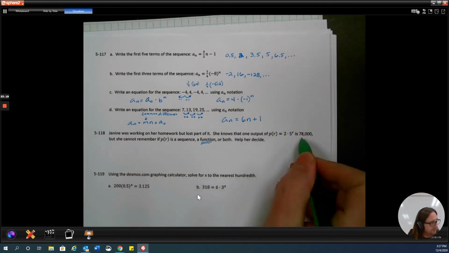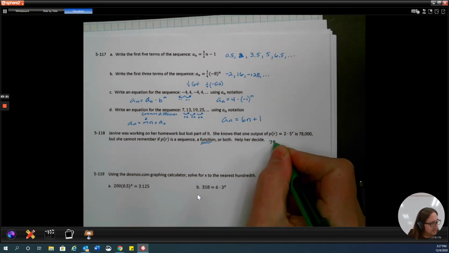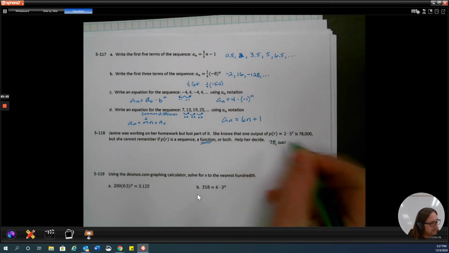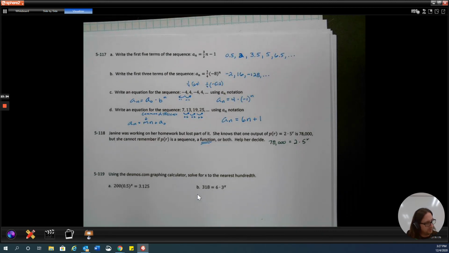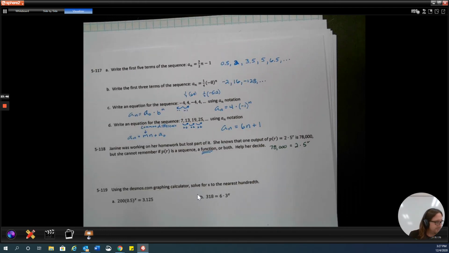We're going to say, okay, P of R, what if that were 78,000 equals 2 times 5 to the R. All right, I'm going to divide by 2 on both sides. So if I divide by 2, 78,000 divided by 2, I get 39,000.